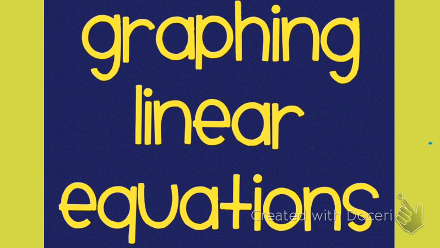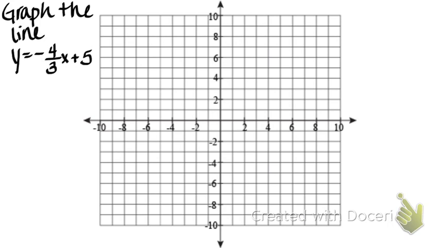Hey everybody, we've been talking about graphing linear equations, and I just wanted to go over a few things with you guys and review what graphing linear equations looks like. So if you look at this first problem, it says graph the line y equals negative 4/3 x plus 5. Now this line is in slope-intercept form. So if it's in slope-intercept form, this makes it really easy for us to graph it.